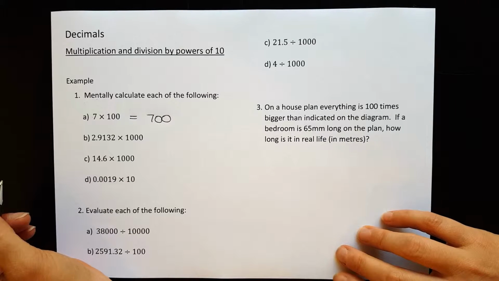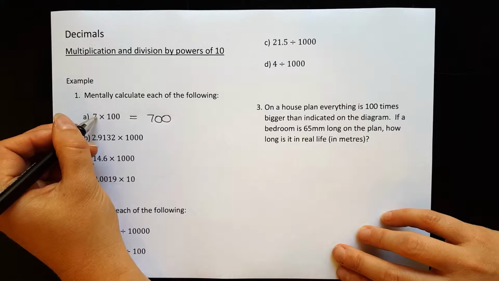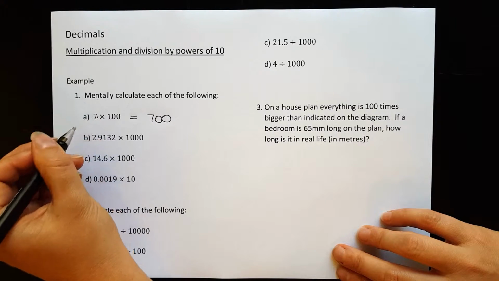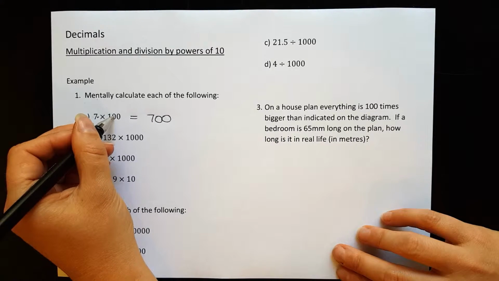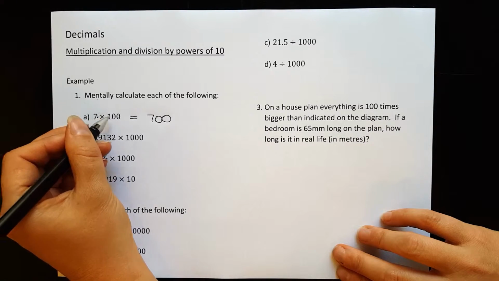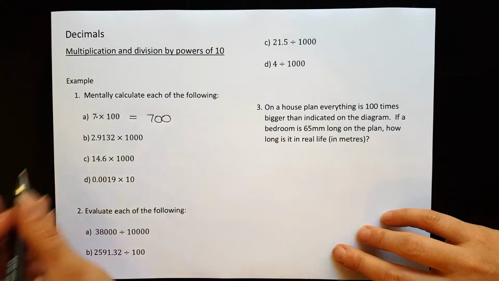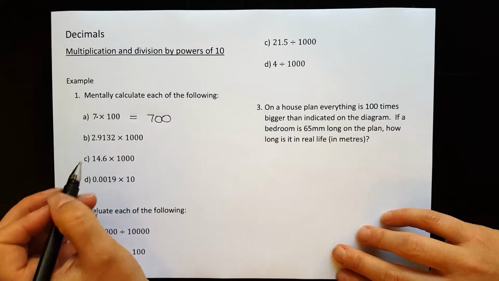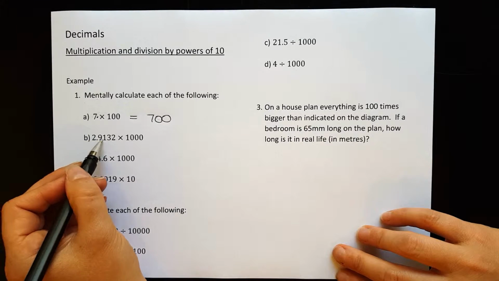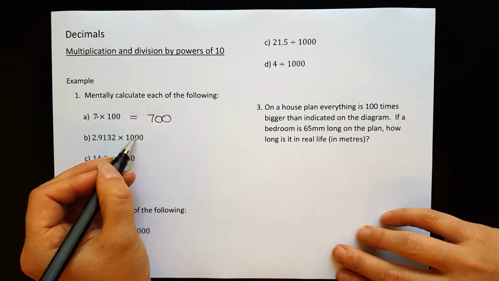Let's also have another explanation of that though. 7 is the same as having a decimal point here, 7.0. And if I multiply that by 100, I have 2 zeros, so I have to go over 2 places, putting 2 zeros in here to get the 700. Okay, not really needed for this question, but you'll see what I'm talking about when we go down for the next question. This number here, 2.9132, we're multiplying that by 1,000.